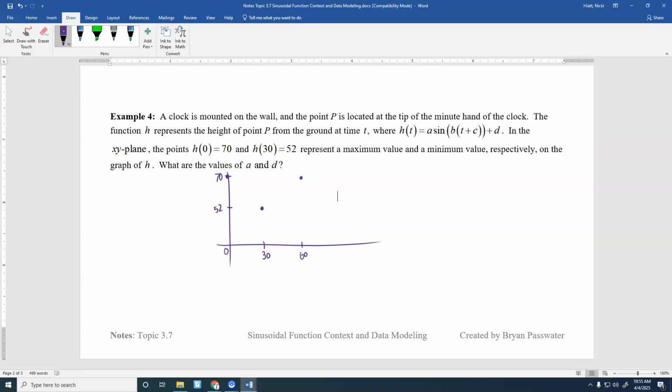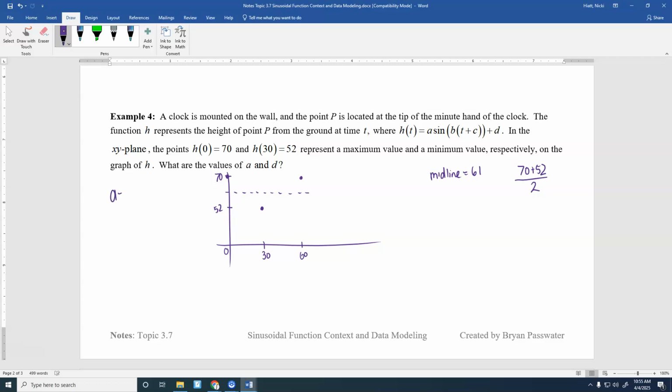And so you're going to have a midline right here. Where's that midline going to be? Okay, midline is 61. How'd you get that? Right, average. Sometimes the numbers are easier to do than others, but you can always just add together, divide by 2, right? That'll average those two numbers and give you your midline. So if you average your maximum and minimum, it's going to give you your midline.